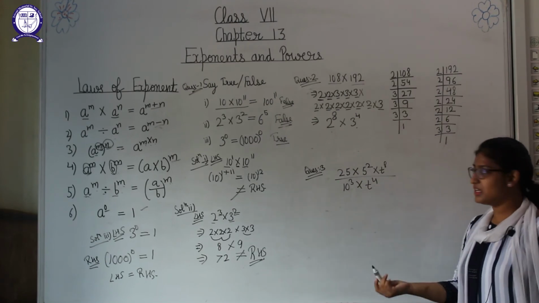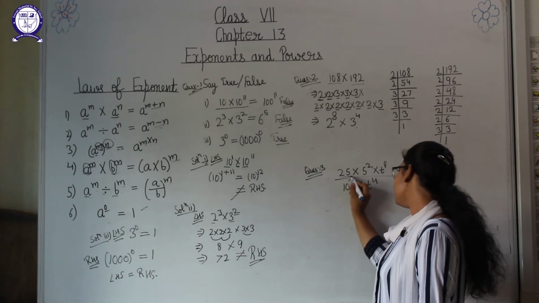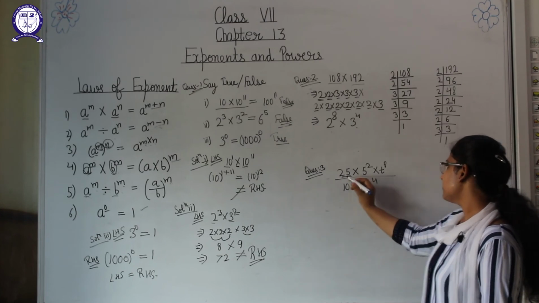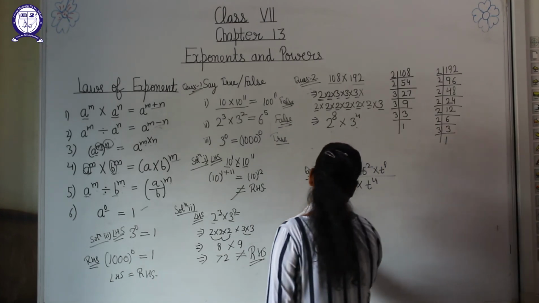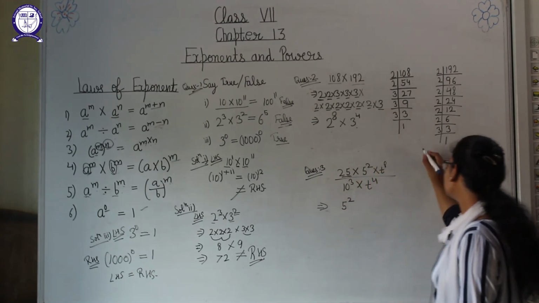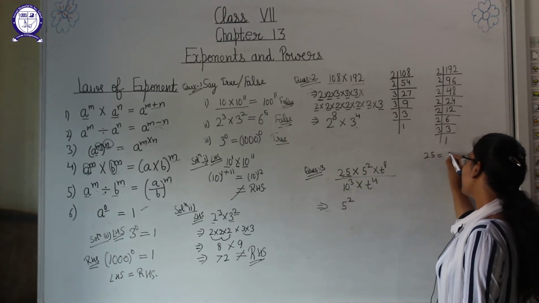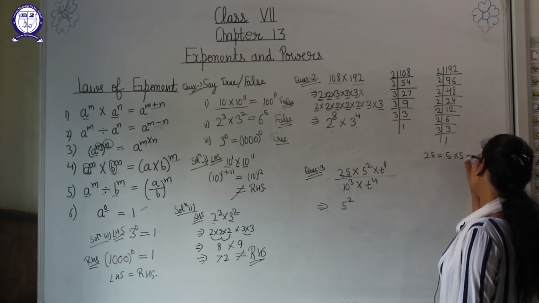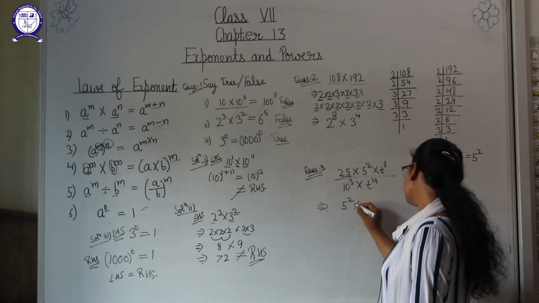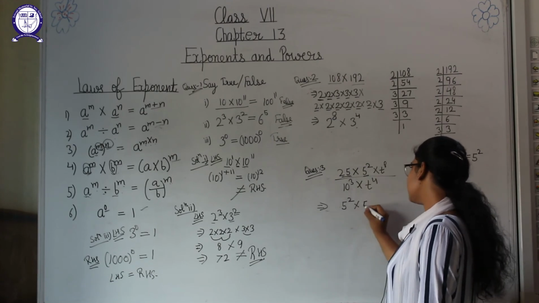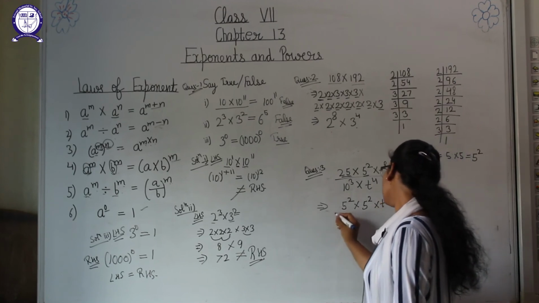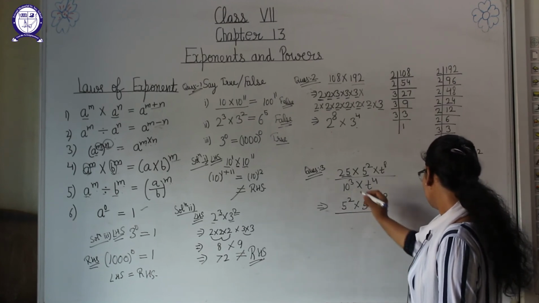As we have done in our earlier question, first of all we will make the prime factors of these. So 25 can be written as 5 square, because 25 is equal to 5 into 5. So it will be 5 square into 5 square, which is already here, then t raised to the power 8. Now in the denominator what is with us?